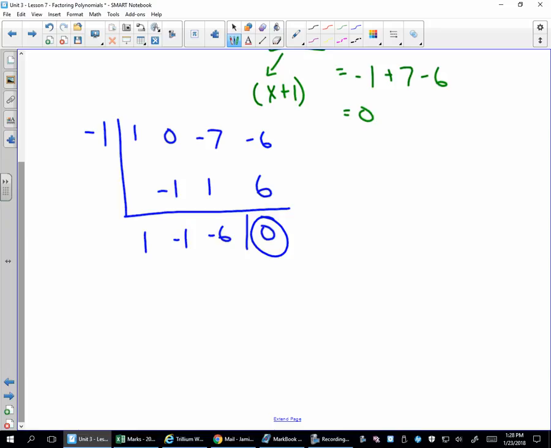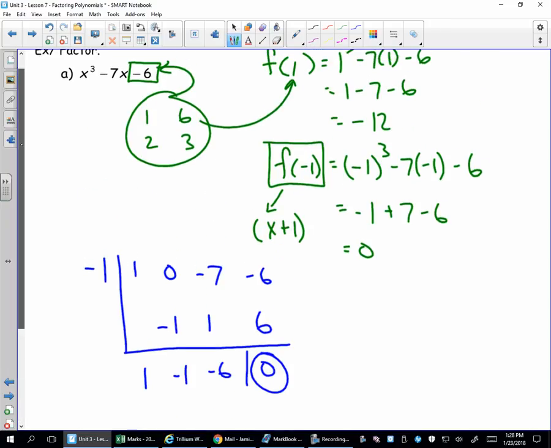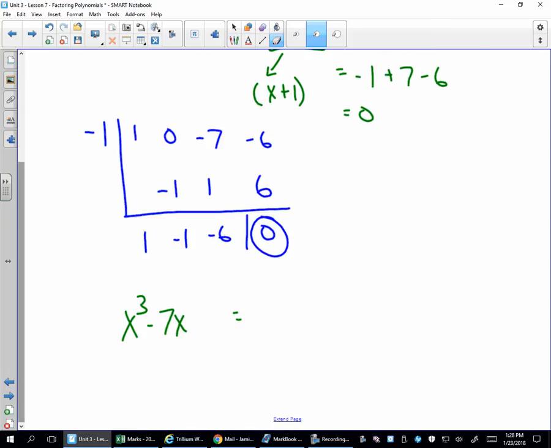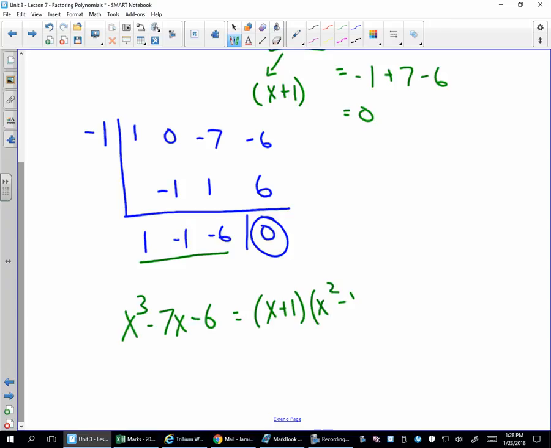Okay, so what have we figured out so far? We figured out that x cubed minus 7x minus 6 is made up of the factor we started with and this remainder part. In other words, x squared minus x minus 6.